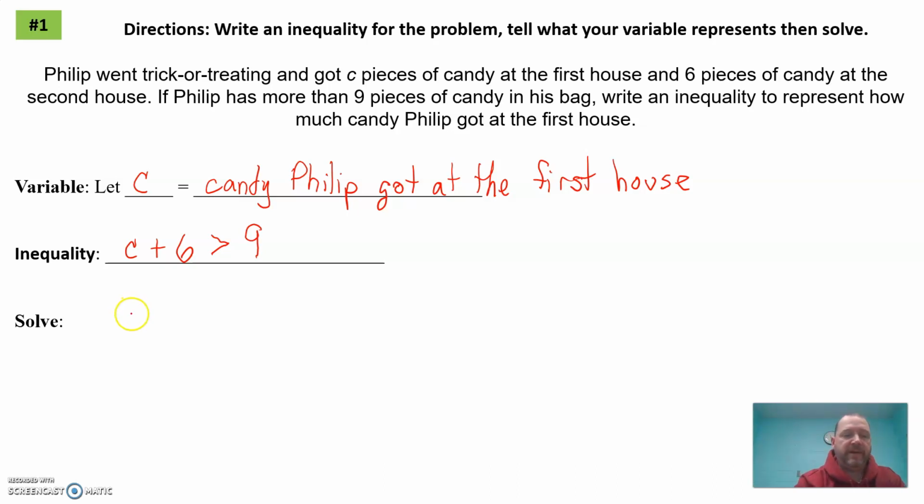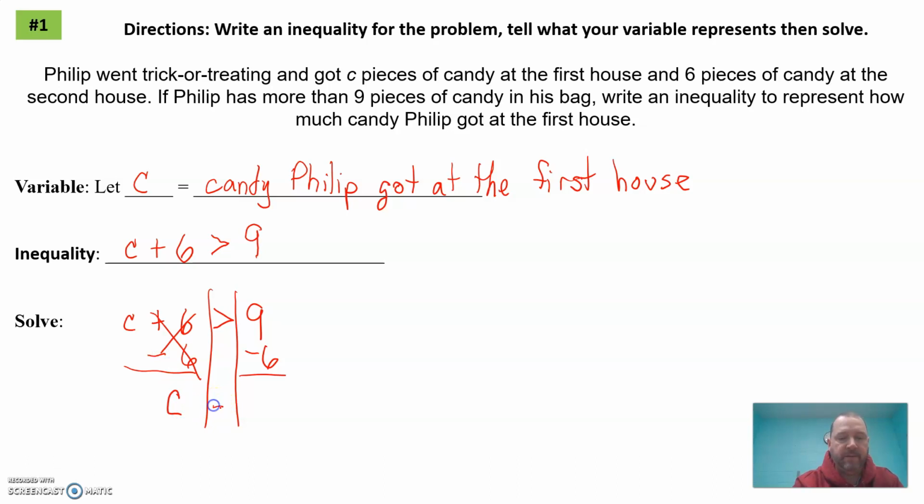So let's go ahead and solve that now. C plus 6 is greater than 9. We're going to subtract 6 on both sides. When I subtract 6 on the left, they balance each other out. You're left with just C. And then the 9 minus 6, of course, is going to give us 3. So C is greater than 3 is the answer that I would get.